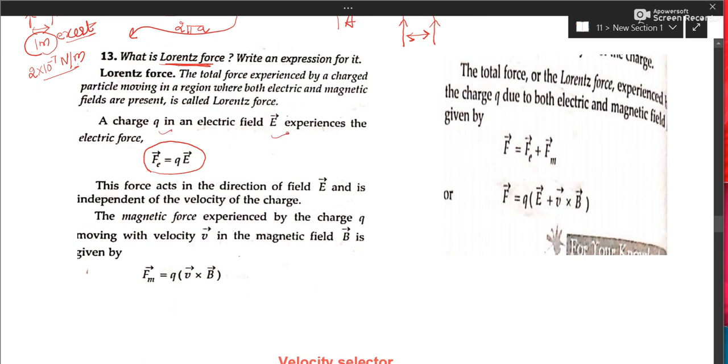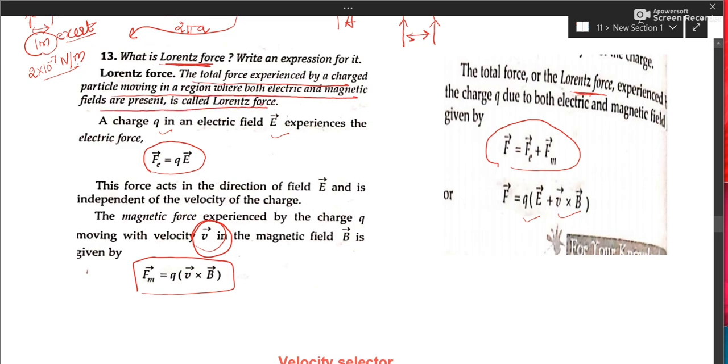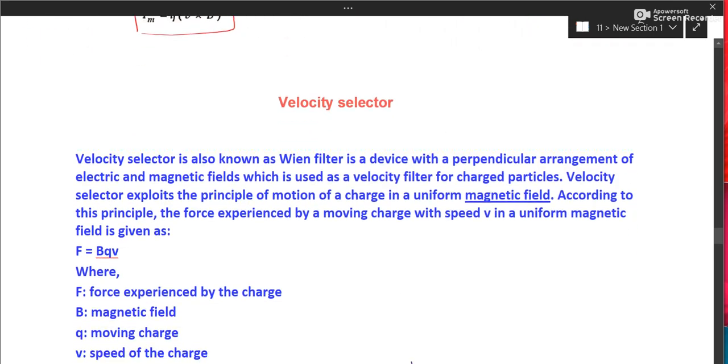And when it is moving in a magnetic field, not placed, then this magnetic force acts. Whenever both the fields are applied, the net force will be the vector sum: QE plus QV cross B. This is called Lorentz force. The total force experienced by a charged particle moving in a region where both electric and magnetic fields are present is called Lorentz force.